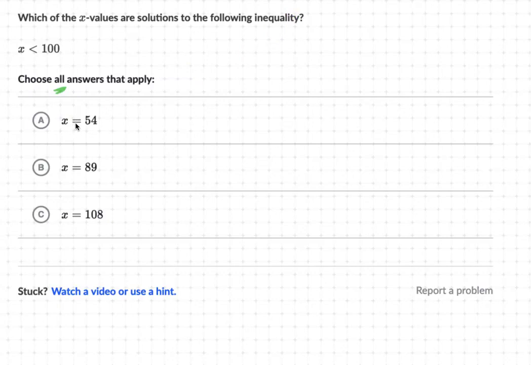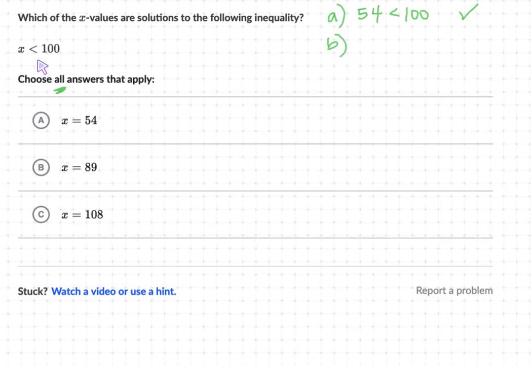All right, so remember the first step is to take that given value and replace it in your problem. So this is x is less than 100. Instead of x, we're going to put 54. So now we have 54 is less than 100. There's no order of operations being done here because it's just 54 is less than 100. Is 54 less than 100? Yes, that's a true statement. 54 is less than 100. So we can select A.